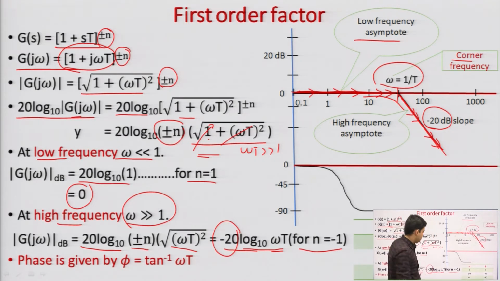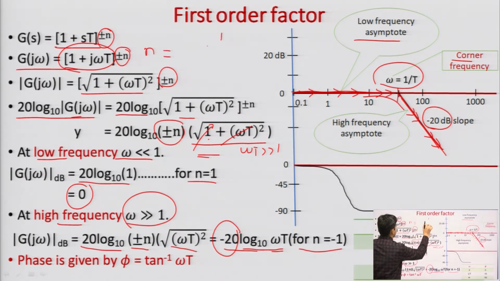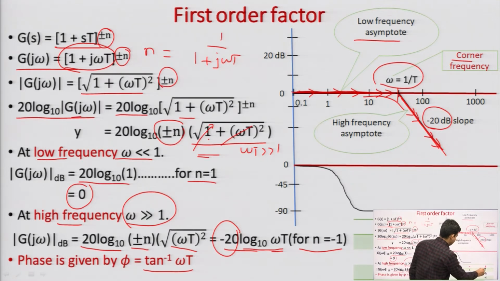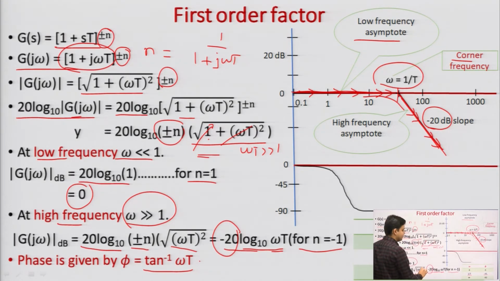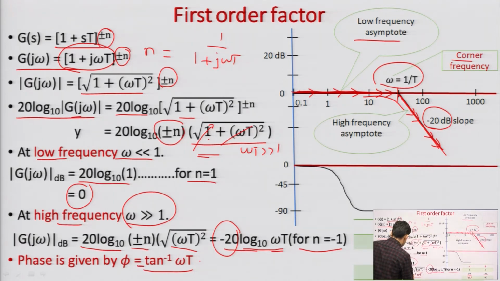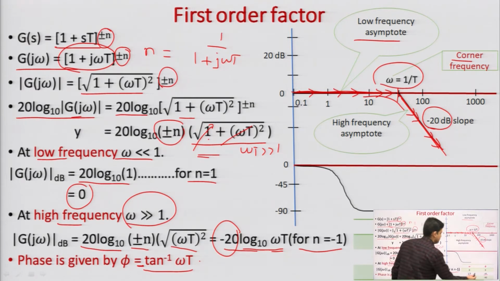What about the phase plot? For the phase plot, I will determine the phase from 1 plus j omega T. If I assume n equal to minus 1, this will be 1 over (1 plus j omega T), and its phase will be minus tan inverse of omega T. For omega equal to 0, the phase will be 0. For omega equal to 1 by T, omega T becomes 1, tan inverse 1 is 45, so the phase will be minus 45. Whenever I make omega equal to infinity, this will become minus 90. The minus sign should come here in the phase, I forgot it.